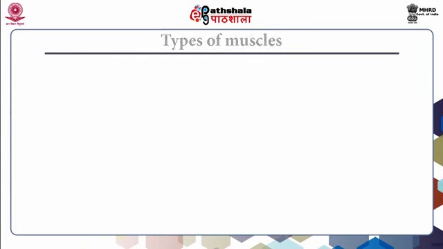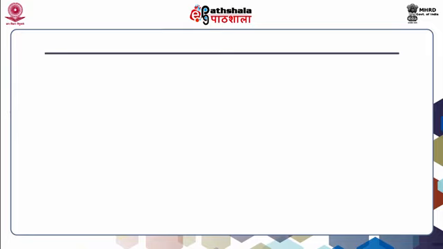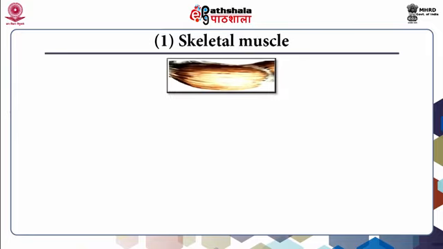Let us see different types of muscle. There are broadly three types of muscle. Those are skeletal muscle, smooth muscle and cardiac muscle. Let us see what is skeletal muscle.